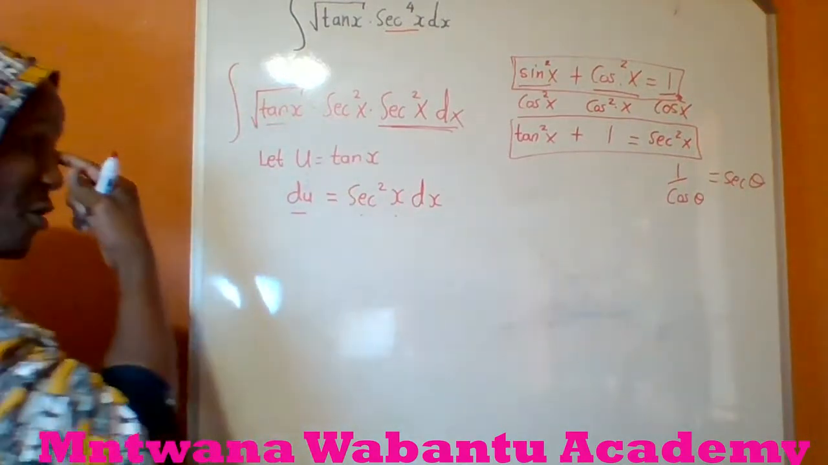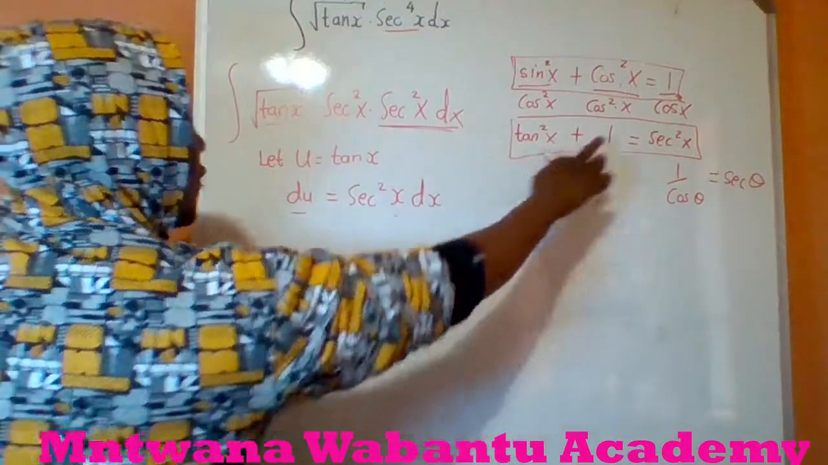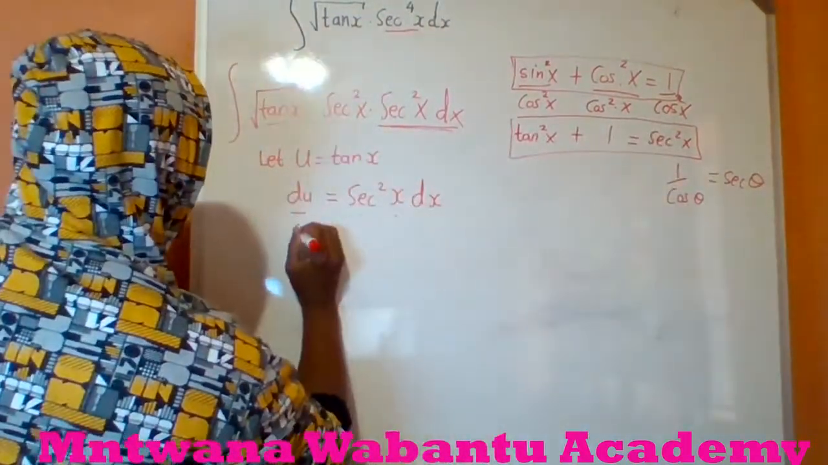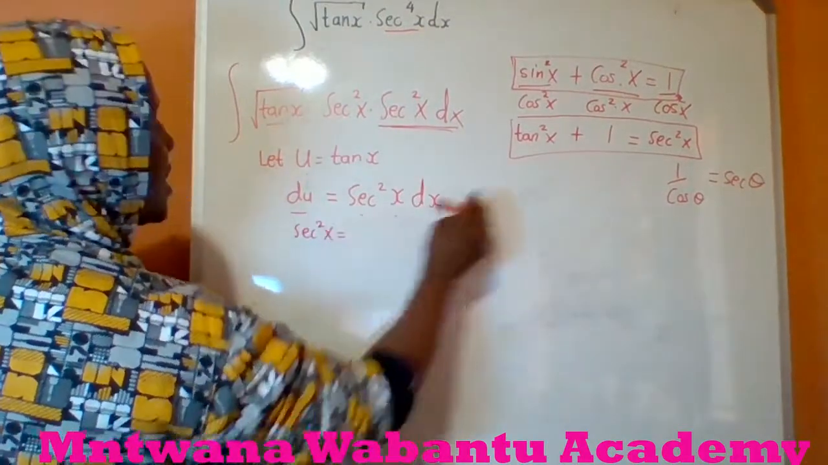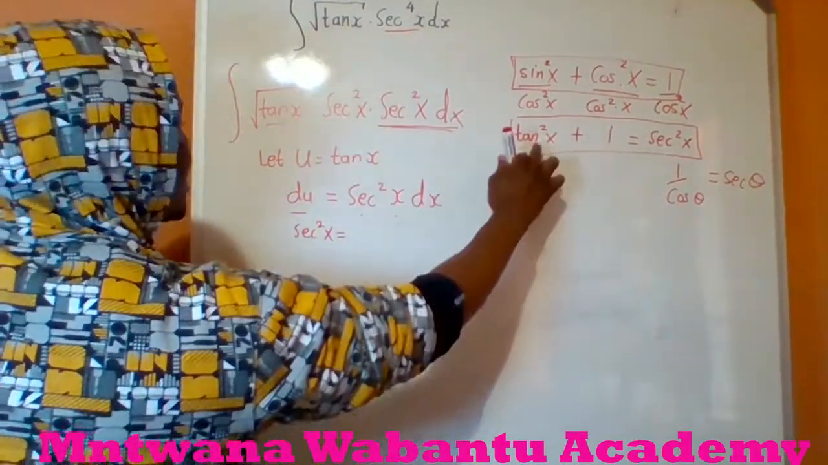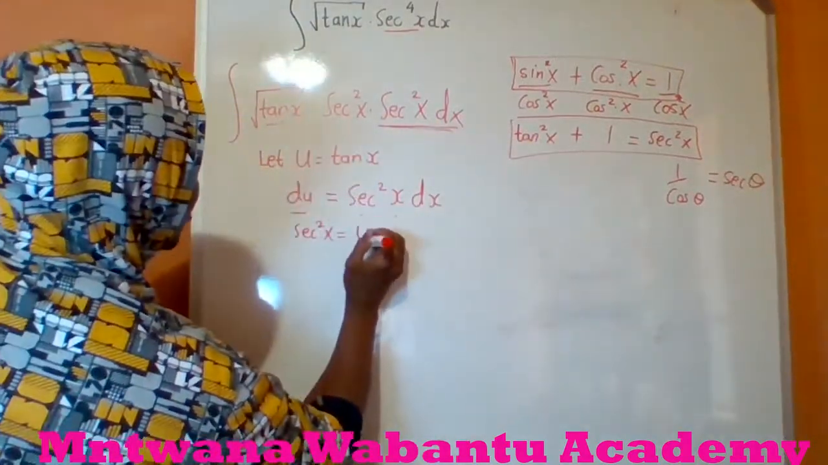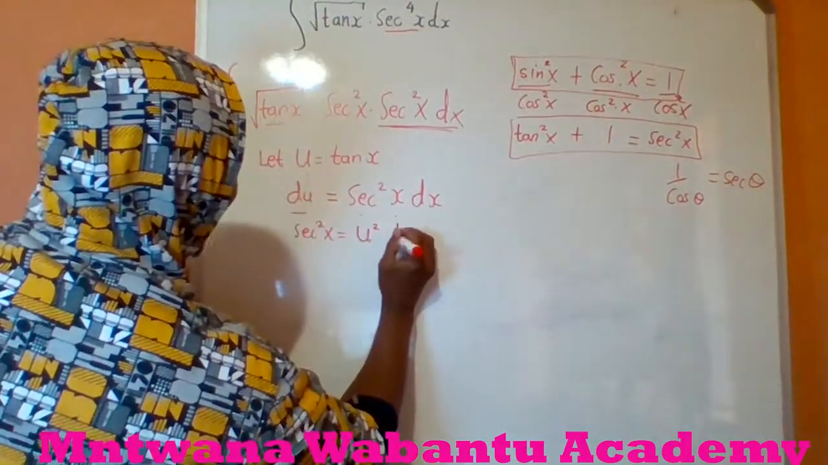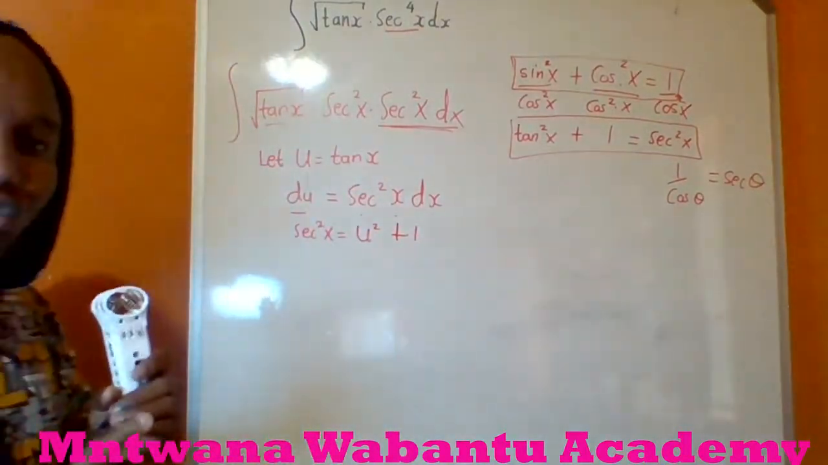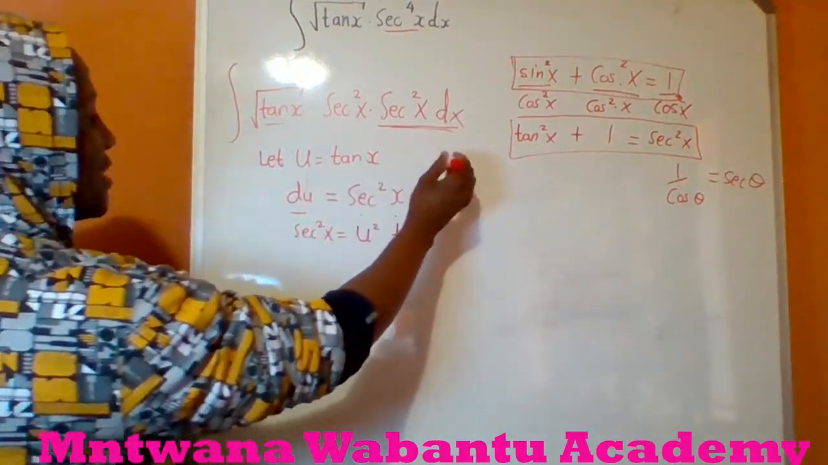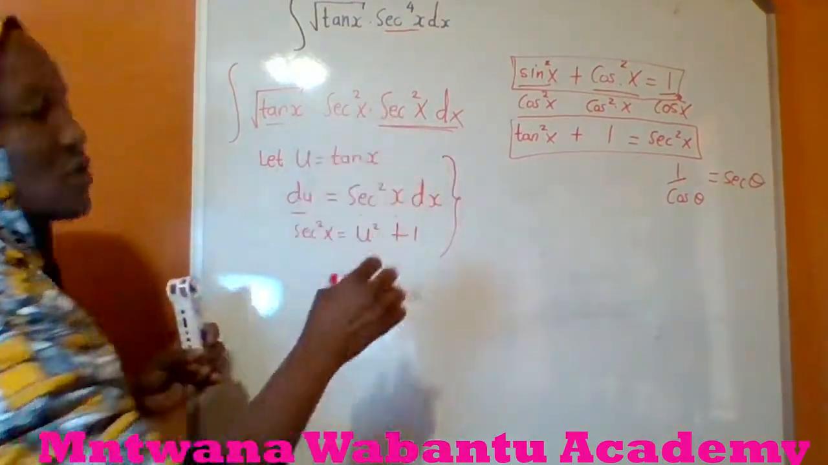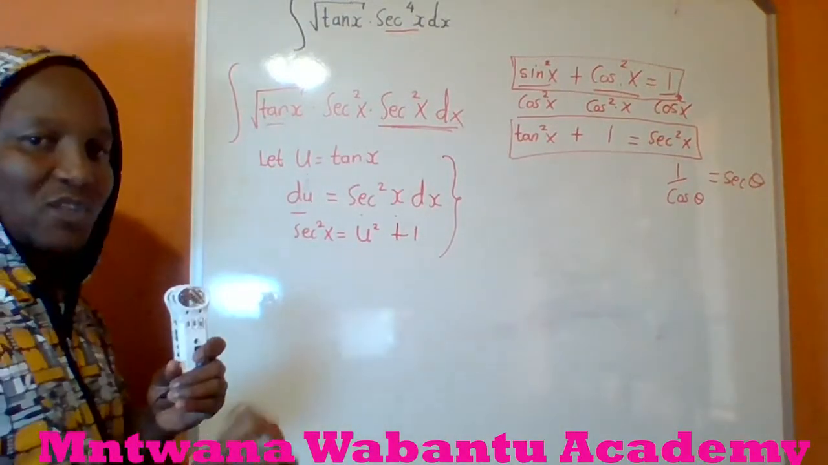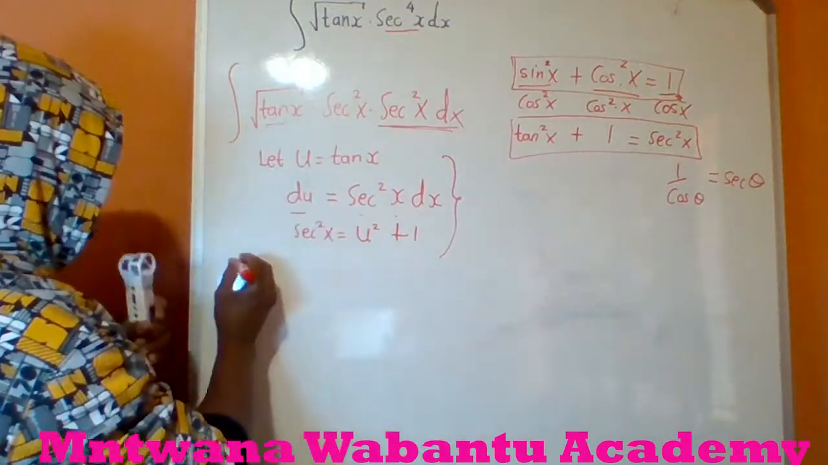So what is sec square x? Sec square x equals tan square plus 1. But what is tan square? Tan equals u, so tan square is u square, so sec square x equals u square plus 1. Alright, so everything is in u, so I can take this and replace it in the equation. So the equation now is going to be in u, and that's what I call a trig substitution, because the integrand is trigonometric but I will do a substitution. Now let's do the substitution.